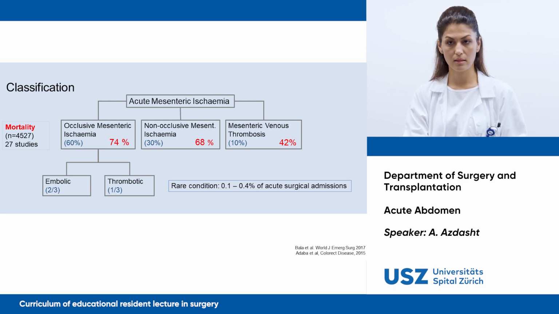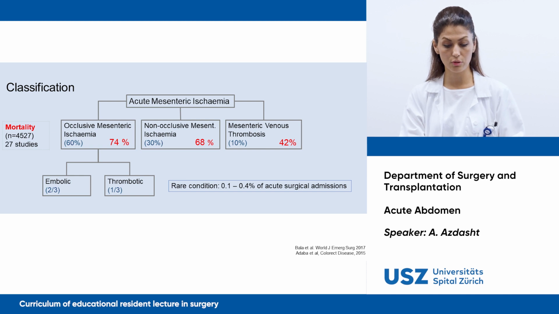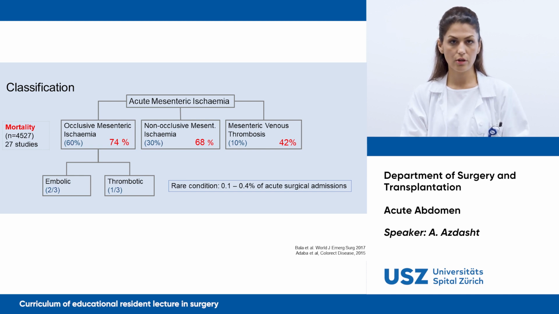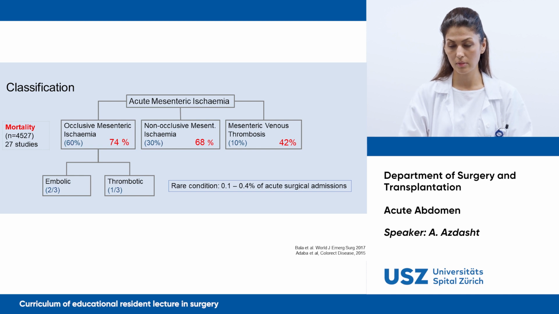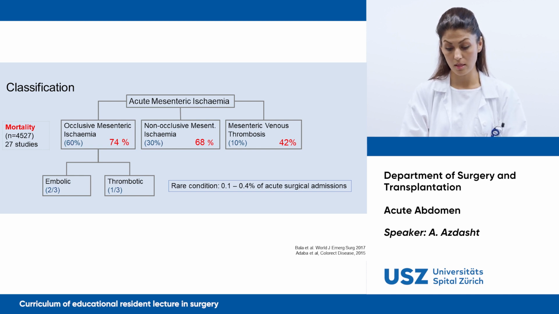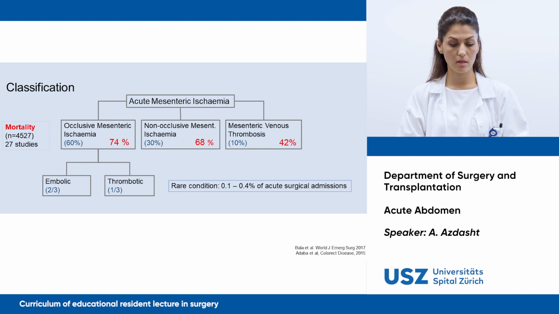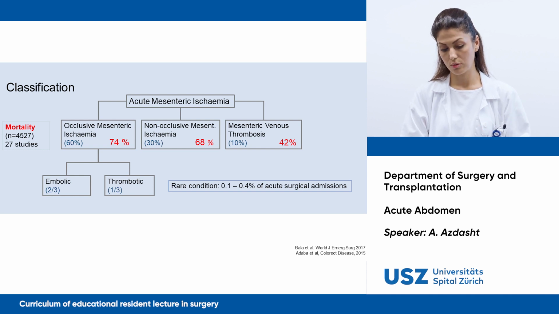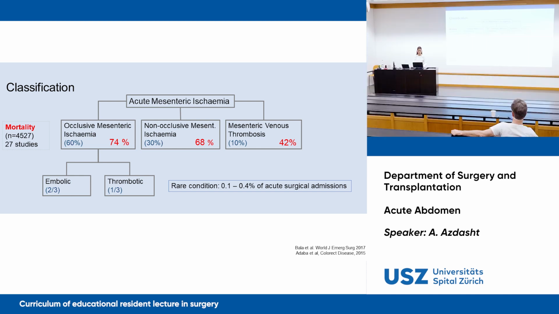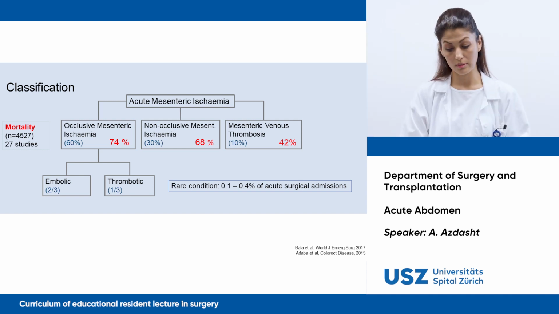Generally speaking, the AMI is a rare condition for acute surgical admissions, but in a tertiary center with a cardiac surgery department like us, the incidence of the NOMIs, the non-occlusive mesenteric ischemias, is of course way higher because we have more patients suffering from heart failure, also leading to a much higher incidence in total. And why I present you this topic is because it has a really high mortality. You see here almost 75% of the occlusive mesenteric ischemia patients will die.